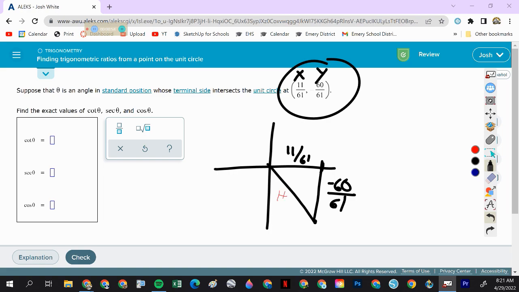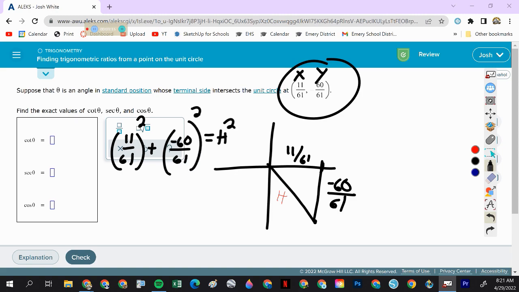I need to find h, and we find h using the Pythagorean theorem. So 11 over 61 squared plus negative 60 over 61 squared is equal to h squared. Oh, my calculator's not on.